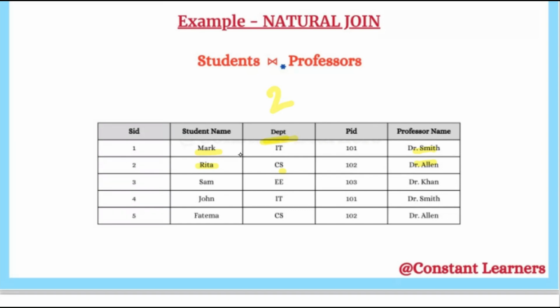Alright. So here Mark is joined with Dr. Smith because they're both from IT. Rita is joined with Dr. Allen because both are from CS. Sam and Dr. Khan are from EE. John and Dr. Smith are from IT. Fatima and Dr. Allen are from CS.